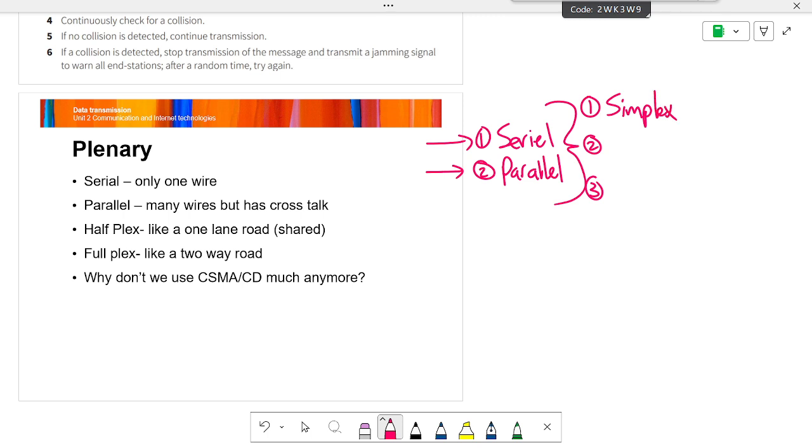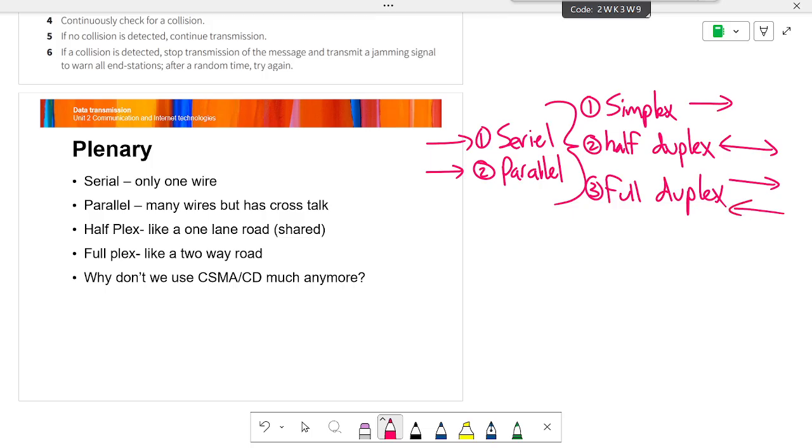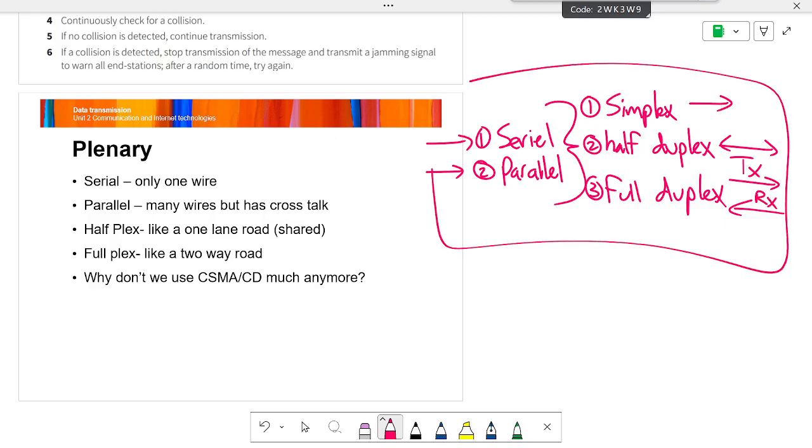Simplex, half duplex, full duplex. This is one direction, this is one wire this way, and then that way. This is TX, RX. In this lesson, if you can just remember this, you don't have to look at anything else. Be very careful when you're copying a PowerPoint. Don't copy PowerPoint. You just need to copy the idea. And when you're studying, just study this.